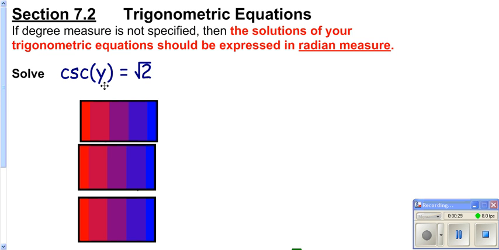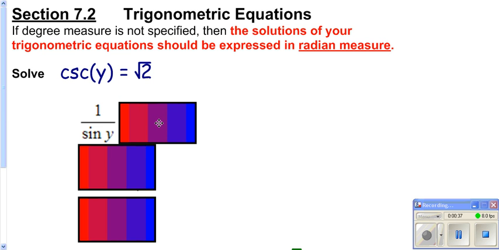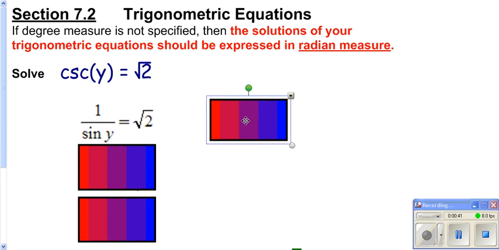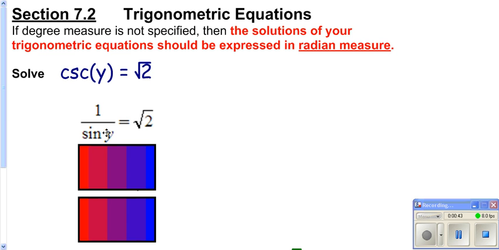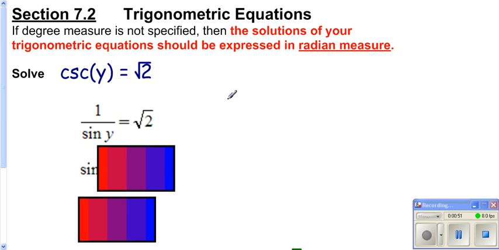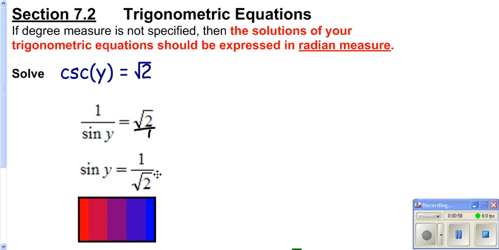We have cosecant. Most of you don't know what cosecant is. You don't have those memorized off the top of your head. So let's go ahead and change cosecant into 1 over sine of y. So 1 over the sine of y is equal to root 2. So now we have a fraction equal to a fraction. So we're trying to solve it for what's in the bottom. So let's go ahead and just flip both sides upside down.